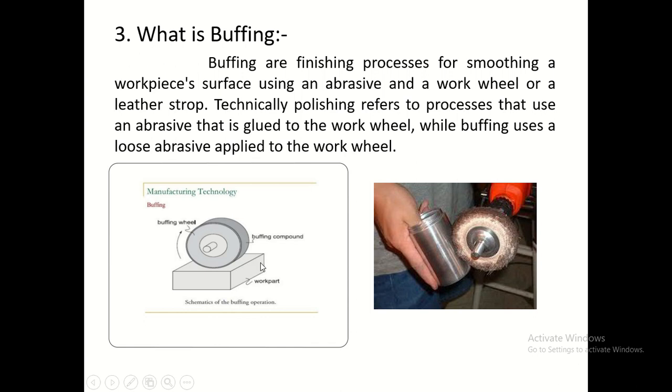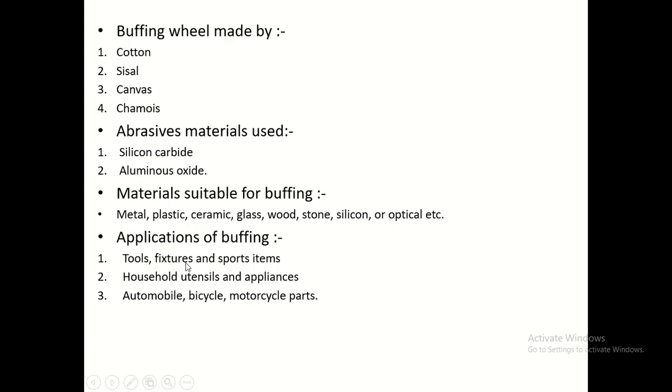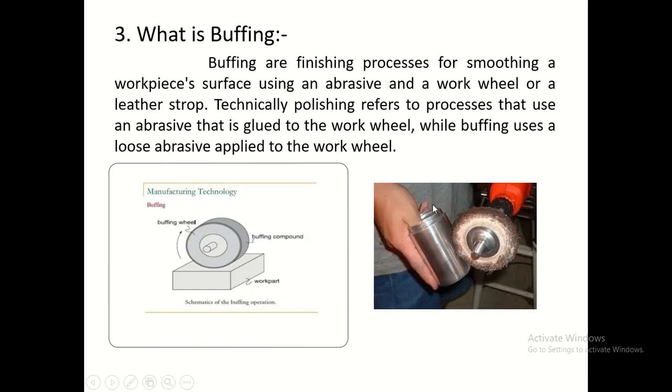This is a simple diagram of the buffing setup. This is a buffing wheel. The buffing wheel is made up of cloths. Five or six cloth straps are collected together and glued with some abrasive material, and then the buffing wheel is formed. Different materials are used for the buffing wheel: cotton, sisal, canvas, and chamois. Basically, cotton and canvas are used for the buffing wheel.